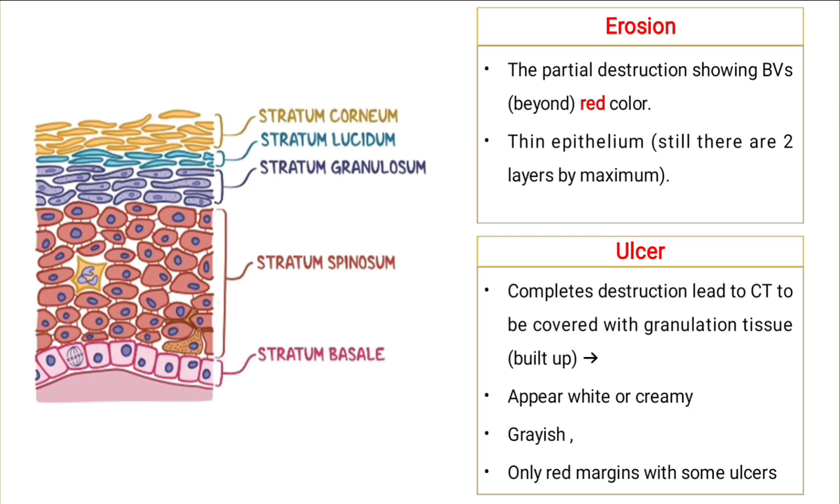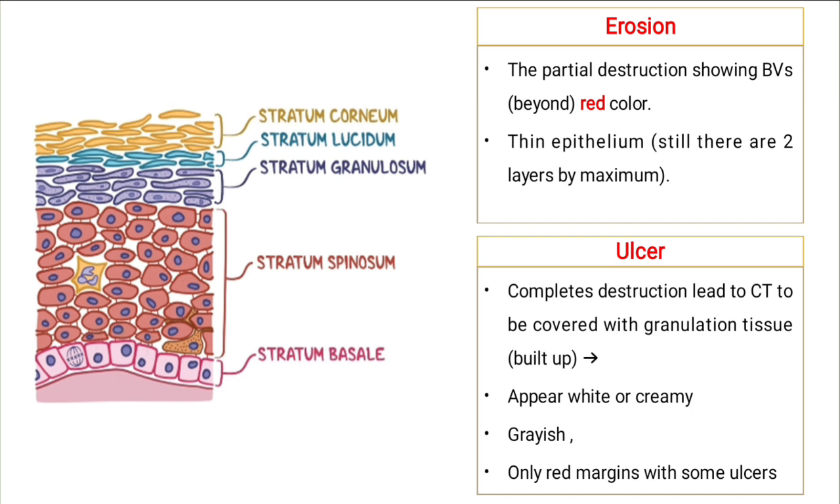Your body, as a defense mechanism so that the area is not exposed, forms granulation tissue. So at first sight, the ulcer will appear white, creamy, or grayish because of the cover. You can see only red margins with some ulcers. That's regarding localization of the infection by multinucleated giant cells, so it's an inflammatory behavior.